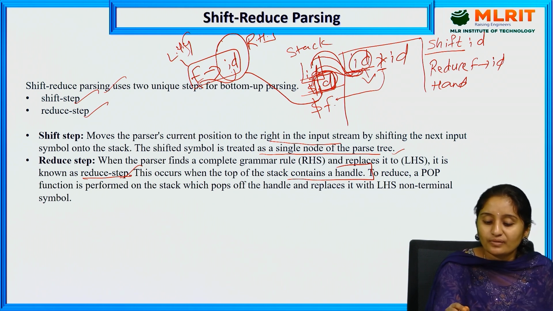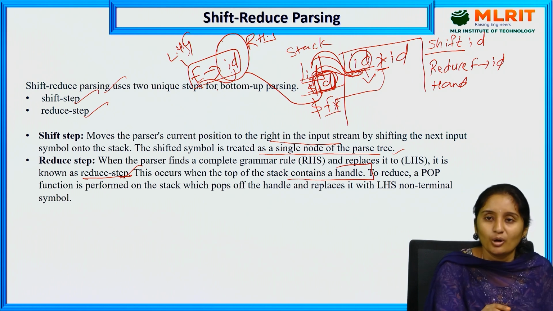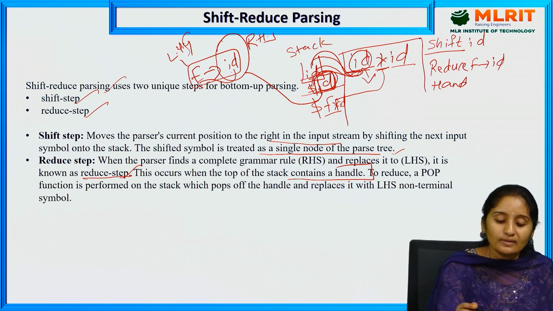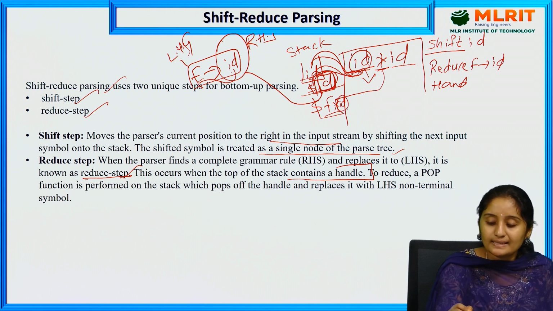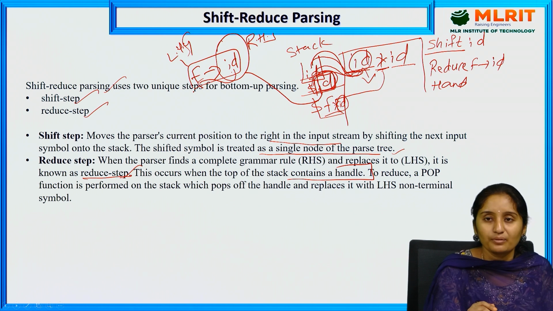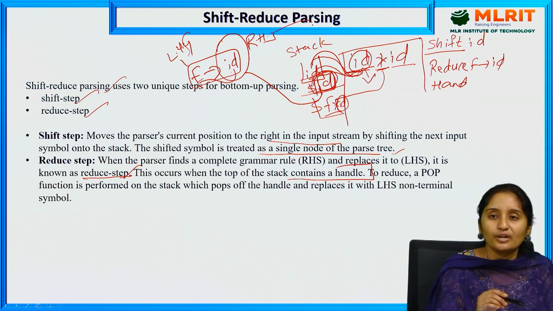Initially ID is shifted. The next I have is star. So F star, is it found in my RHS production? Not there. So the next ID, shift ID, F star ID. Check whether F star ID is present. No. The next ID is replaced, reduce ID. So that is the procedure we are going to follow for shift reduce parsing.